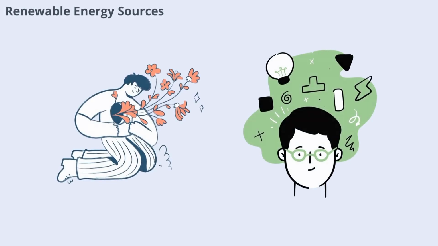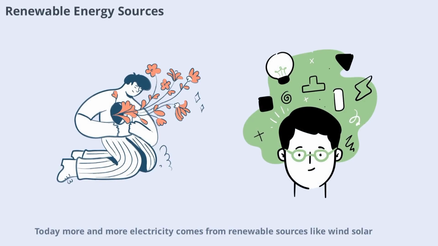Today, more and more electricity comes from renewable sources like wind, solar, and hydroelectric power. These sources harness natural forces to generate electricity without burning fossil fuels. Solar panels capture sunlight, wind turbines spin in the breeze, and dams use flowing water to turn turbines. Renewables are helping to create a cleaner, more sustainable future for electricity.